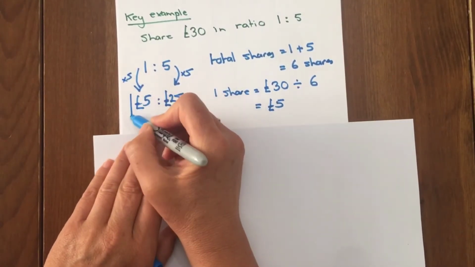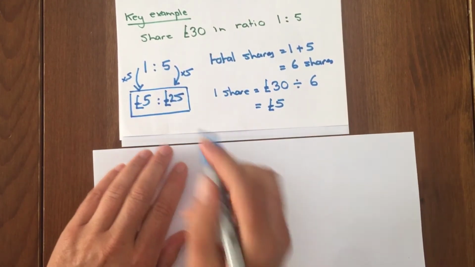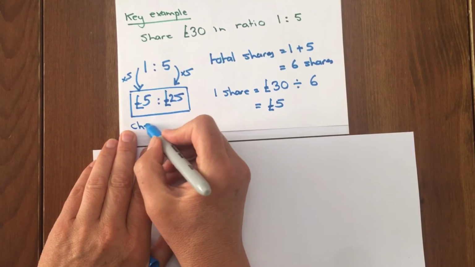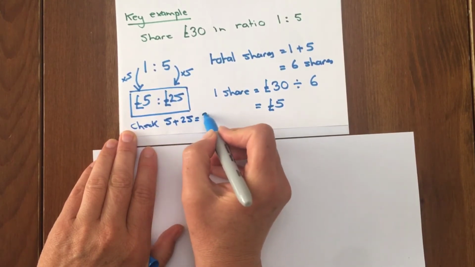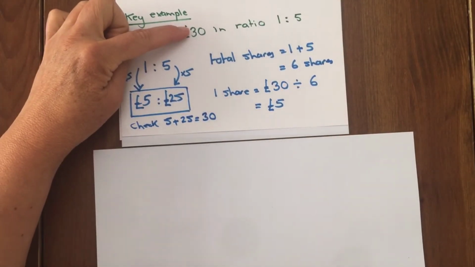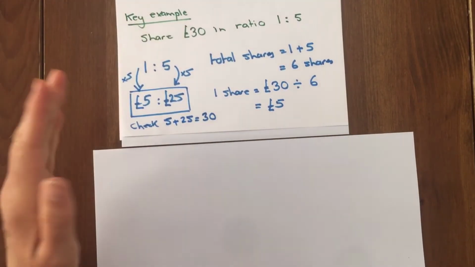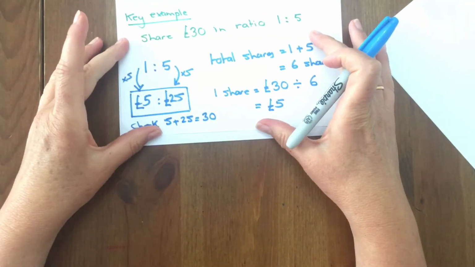Okay, and you see that this adds up to 30. So that's your check. Check: 5 add 25 equals 30, which is the total amount you were sharing. Okay, so that's another key example. You can write that down in your book.